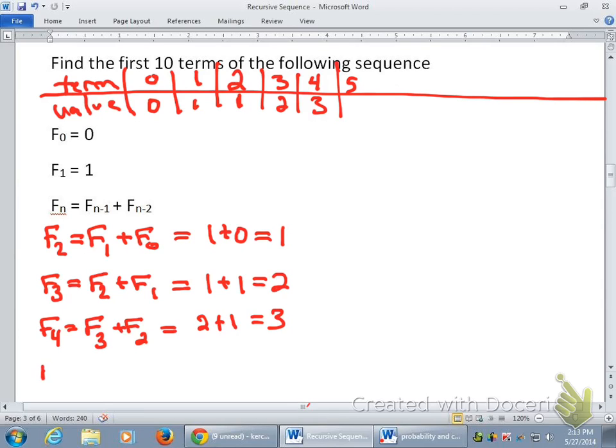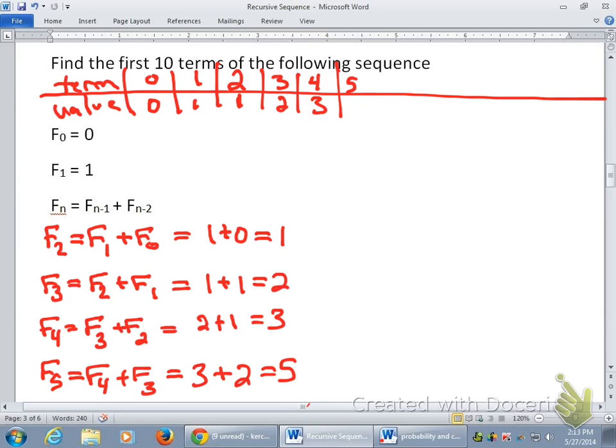And I got room down here for one more, so I'm going to find f sub 5, and that's really going to be f sub 4 plus f sub 3, right? And it's not really 4 plus 3, it's not really 7. It's really f sub 4, which was 3, plus f sub 3, which was 2, and 3 plus 2 is 5. Does everybody kind of see the pattern?